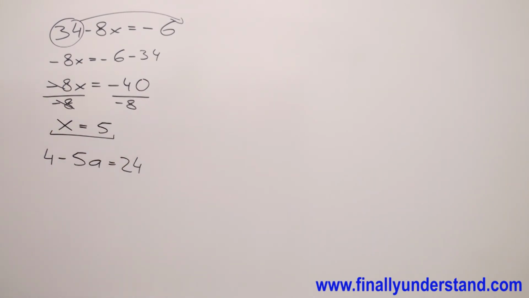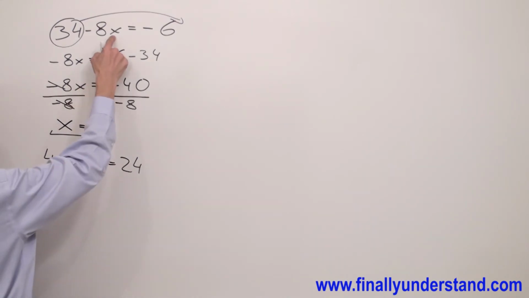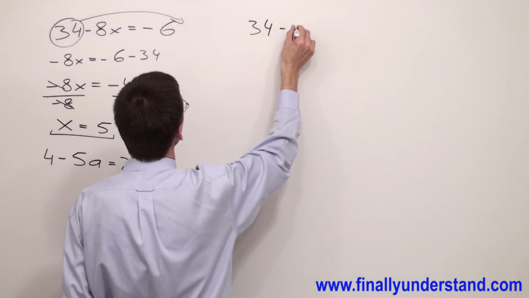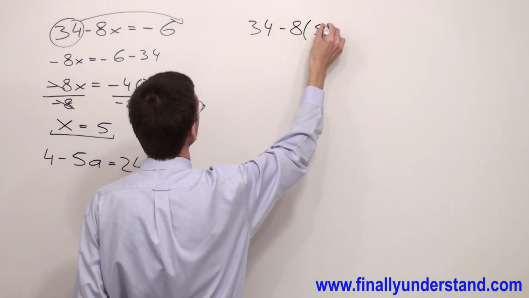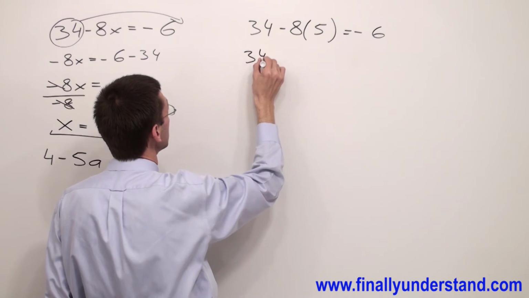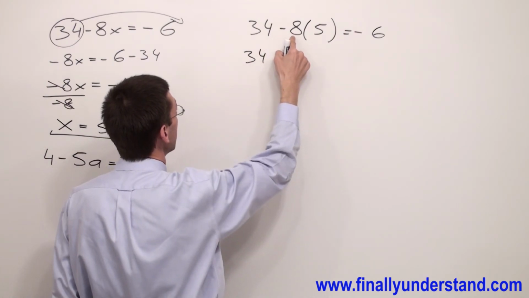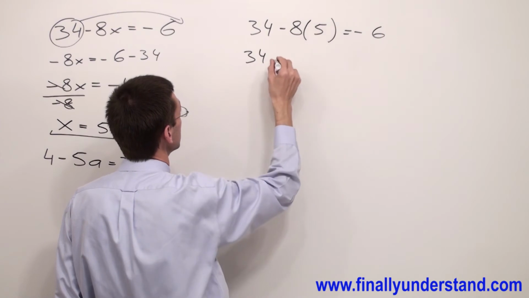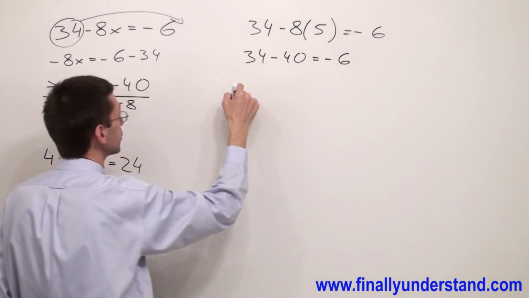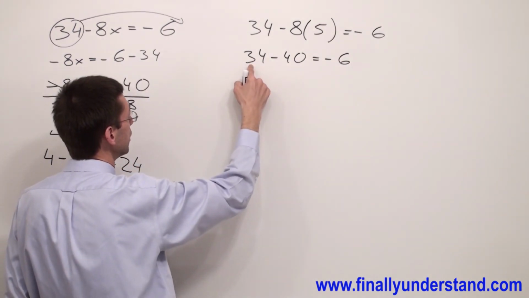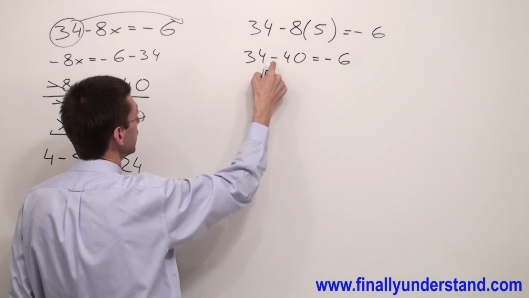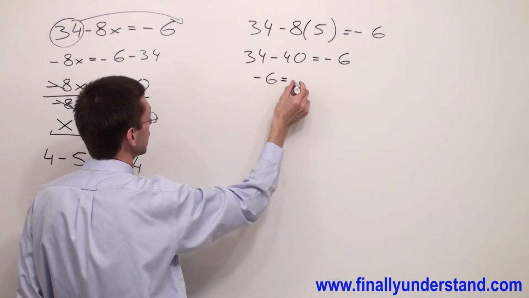Let's verify this answer by replacing this x by 5. Simply write 34 minus 8 times 5 equals negative 6. 34 minus 8 times 5, which is equal to 40, equals negative 6. We have to subtract the smaller number from the bigger number. We have to subtract 34 from 40, which is equal to 6, and keep the sign which is next to the larger number, negative 6, equal to negative 6.